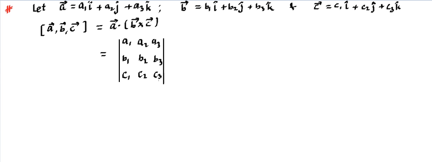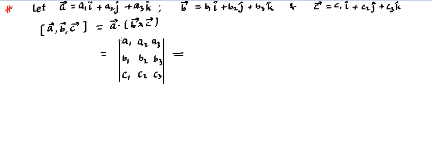Since this is going to be a scalar number, that's why we are not writing i cap, j cap, k cap, because once we write i cap, j cap, k cap, our answer becomes a vector. So three vectors will be occupying their positions, like first vector's coefficients, second vector's coefficients, third vector's coefficients. And we will be opening or expanding this the way we have understood.